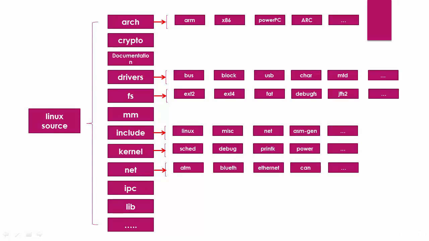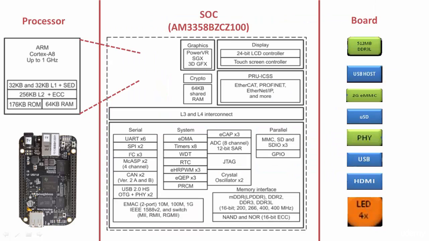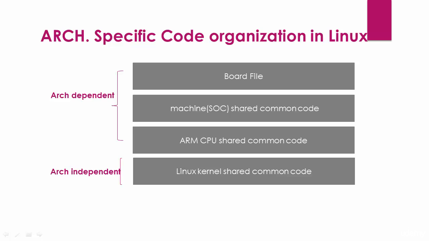Okay, now in this lecture, let's first explore the directory structure of the Linux kernel source to understand how Linux runs on different processor architectures like x86, ARM, PowerPC, AVR, etc. You might have already seen this picture, which shows the relationship between the processor, SoC, and the board or a product, right? So now the source codes to handle all these three components, that is the processor, SoC, and the board, are systematically arranged in the Linux kernel source tree at different directories. So first, let's explore that.